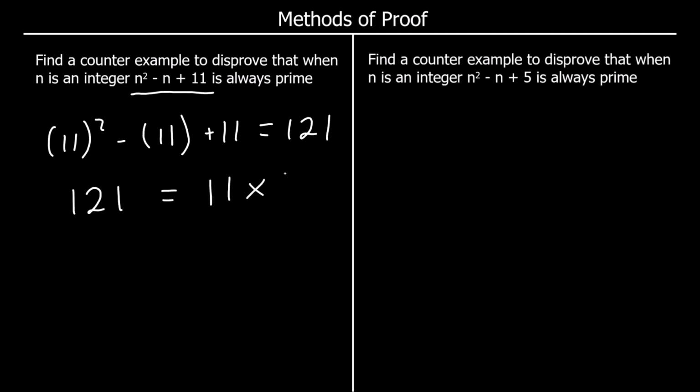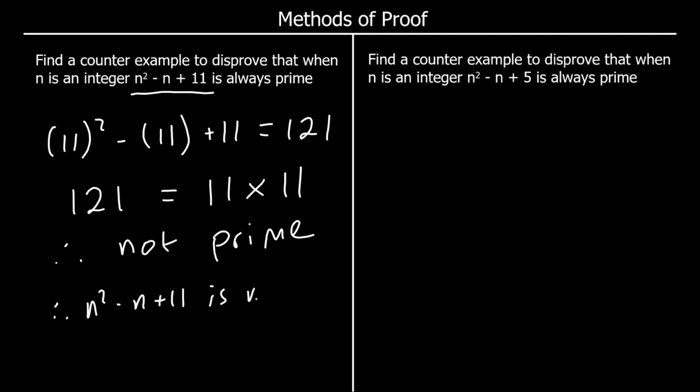121 is 11 times 11, therefore not prime. And therefore, n squared minus n plus 11 is not always prime. So we've disproved it. It's not always prime because when we put in 11, it is not a prime number.